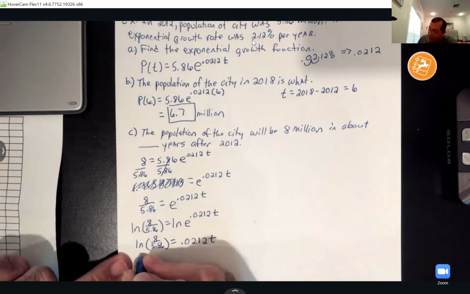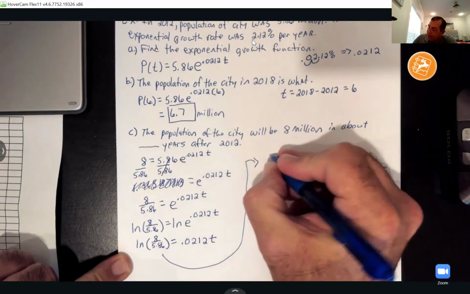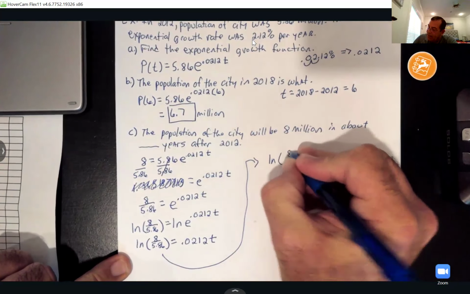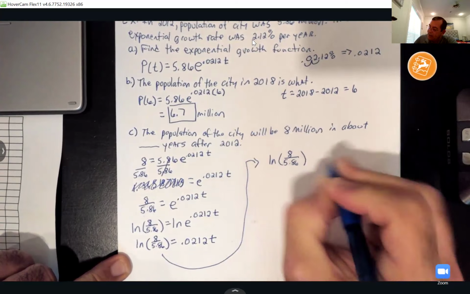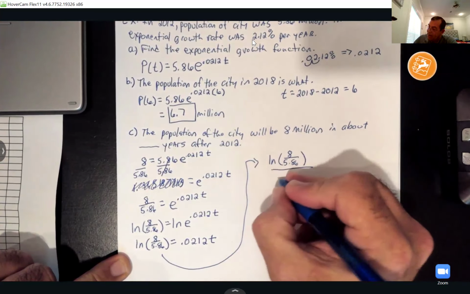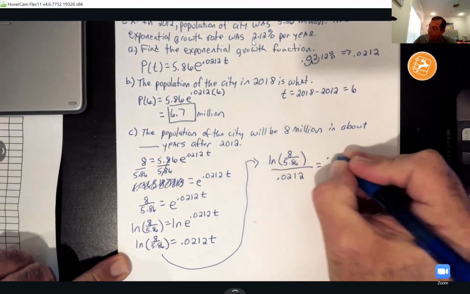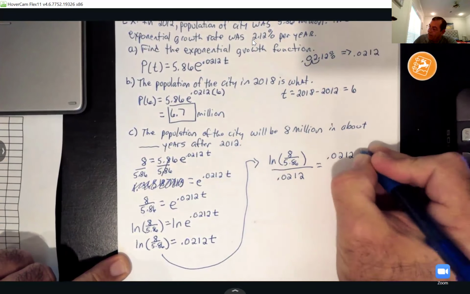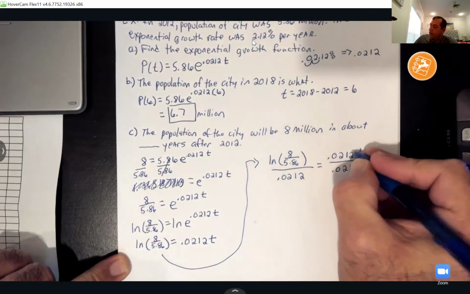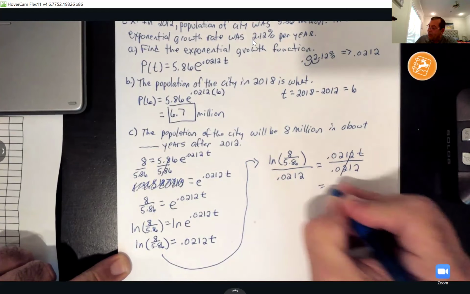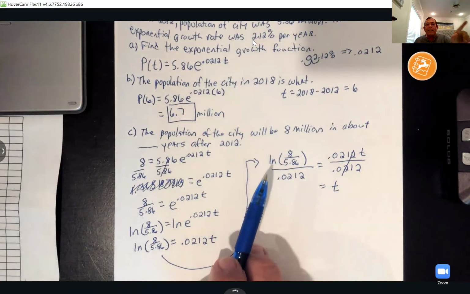All right, so I got one more step to get t over there by itself, and that's to divide both sides. So I'm going to bring this up. Take the ln of 8 divided by 5.86, and we're going to divide by 0.0212. So those cancel on the right side, and we're left with t. Now, we're going to round this to 1 decimal place.